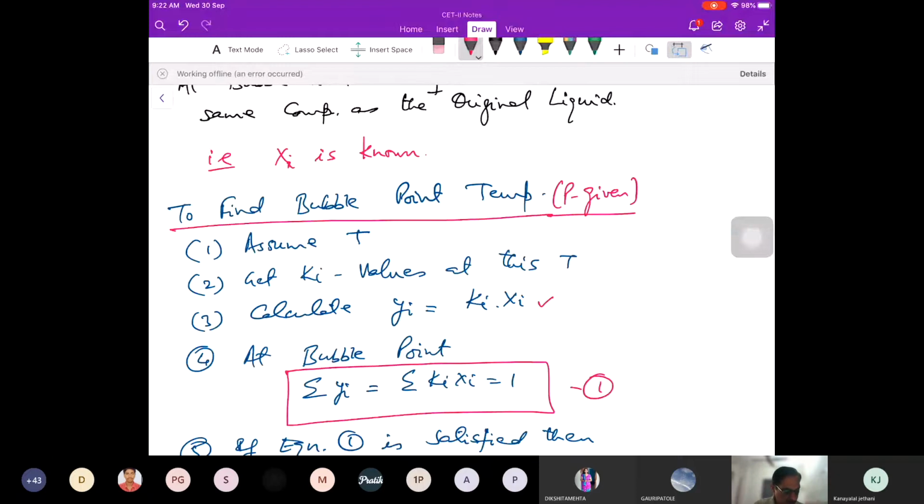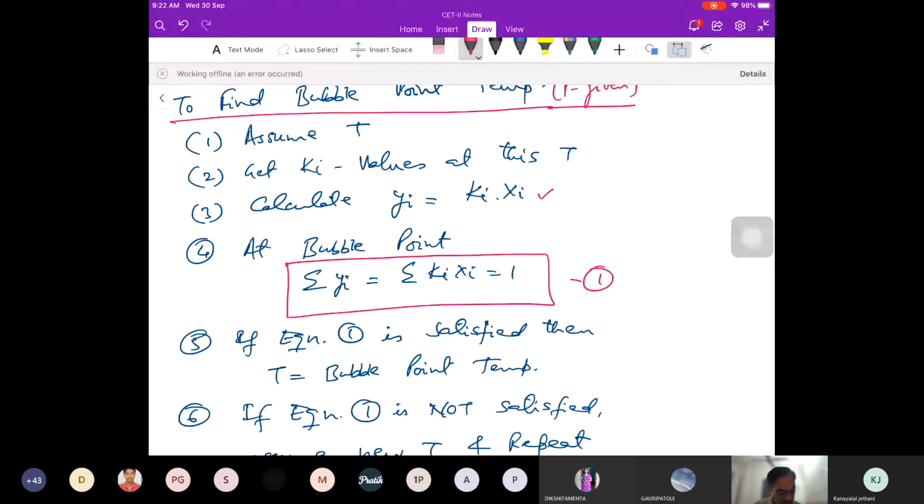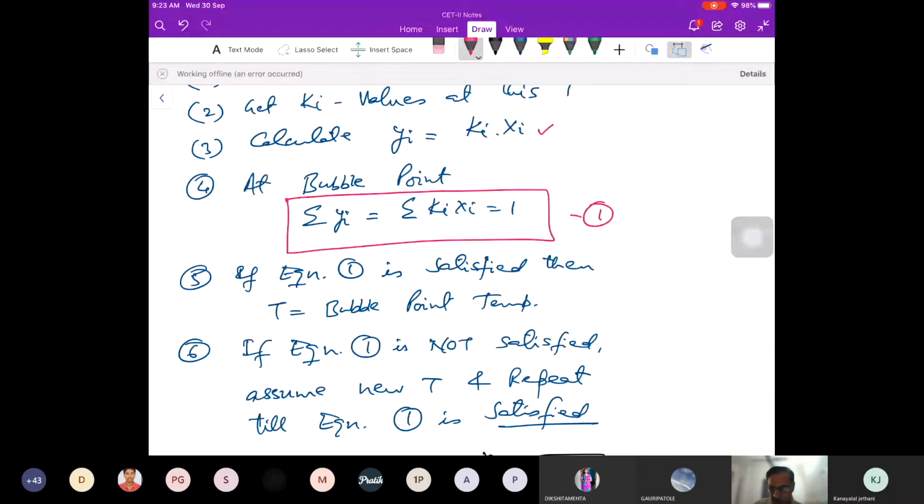Okay. If equation 1 is satisfied, then the temperature assumed is the bubble point. If equation 1 is not satisfied, then assume a new temperature and repeat till equation 1 is satisfied. Okay, did you understand how to calculate the bubble point temperature?